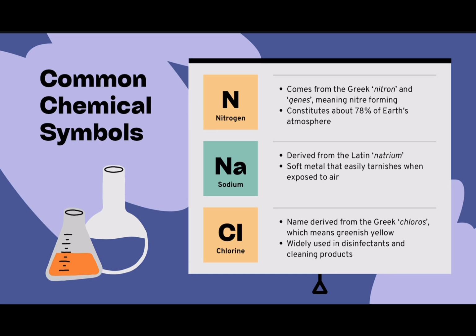N for nitrogen, which comes from the Greek nitron and genes meaning nitrate forming, constitutes about 78% of Earth's atmosphere. Na for sodium, derived from the Latin natrium, which is a soft metal that easily tarnishes when exposed to air. Cl for chlorine, which is derived from the Greek chloros, which means greenish yellow, widely used in disinfectants and cleaning products.